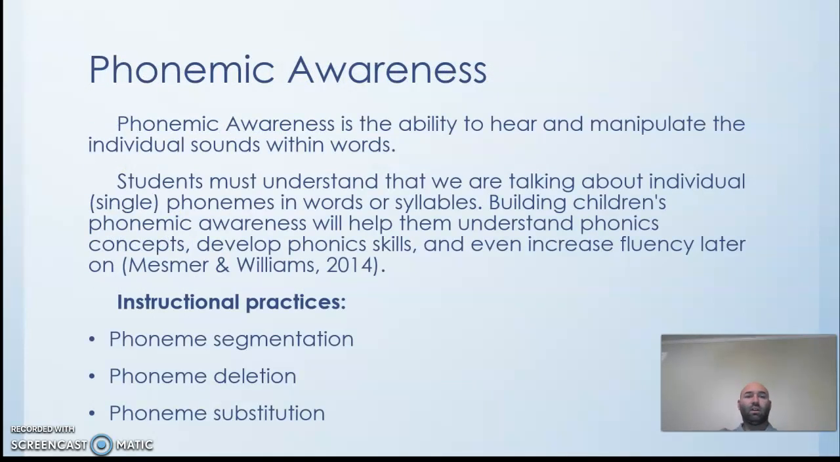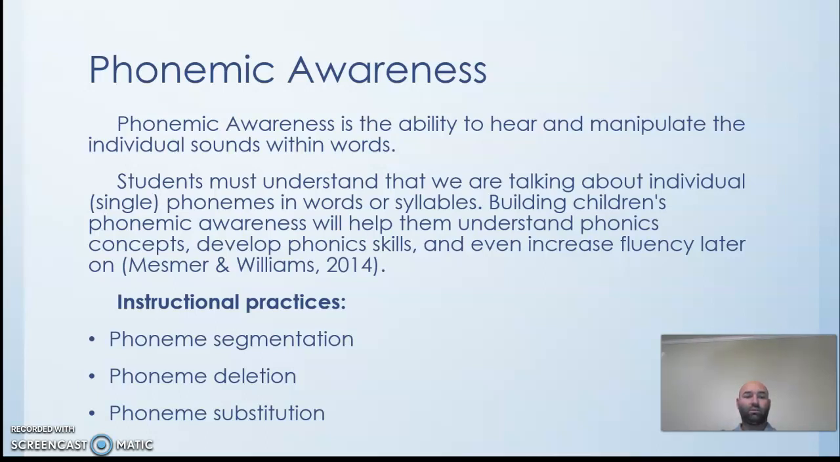When we're discussing phonemic awareness, it's the ability to hear and manipulate the individual sounds within the words. So, sounds within the words are phonemes. Therefore, if you know the sounds, you're technically phonemic aware. What we focus on are the sounds and not the letters. That's the big key there. It's not memorizing letters of the words. We're going to solely focus on the sounds.